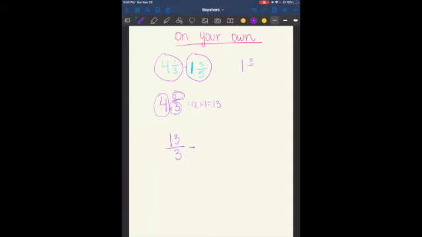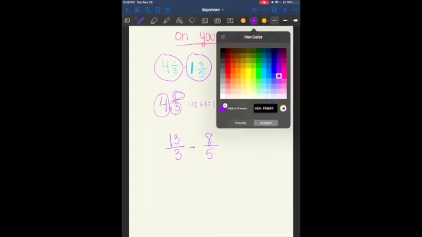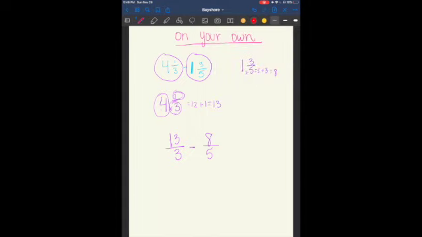and let's do it again with the other fraction. 1 times 5 is 5, plus my numerator, 3, is 8. So I have 8/5. Once I have my improper fractions, I can go ahead and make my multiples: 3, 6, 9, 12, 15, and then 5, 10, 15, and I have 15 and 15.